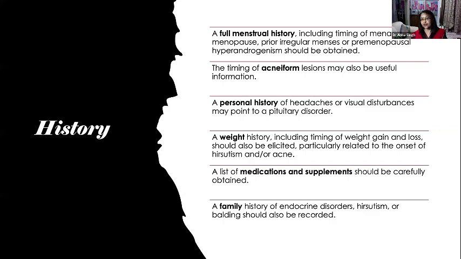The most important thing to start with is to have a full menstrual history, knowing the time of menarche, how the cycles were, whether they were irregular initially, what happened just before the menopause, and such histories to be obtained. The timing of acneiform lesions may also be important information. Any personal history of headaches or visual disturbance may point to a pituitary disorder like hyperprolactinemia.